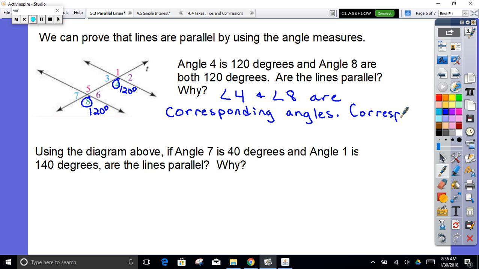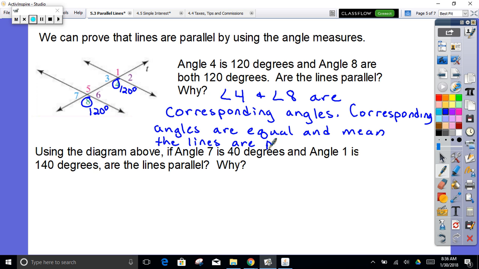Corresponding angles are equal and mean the lines are parallel. Okay, well, I'll give you a chance to write that before I say the next thing.